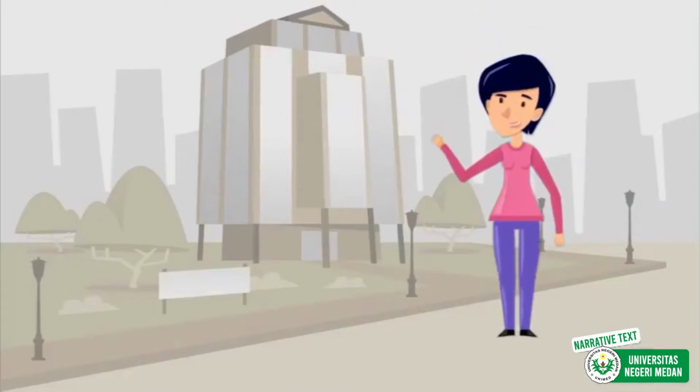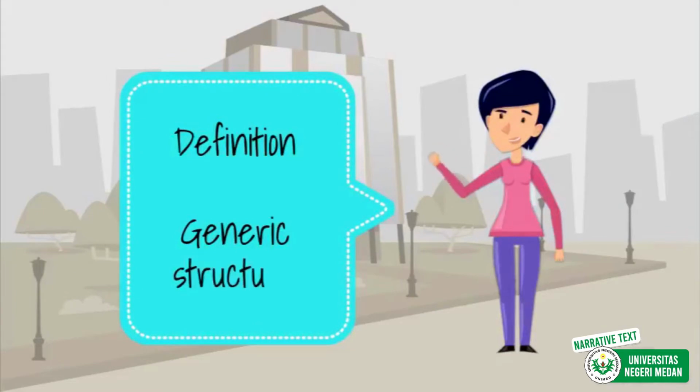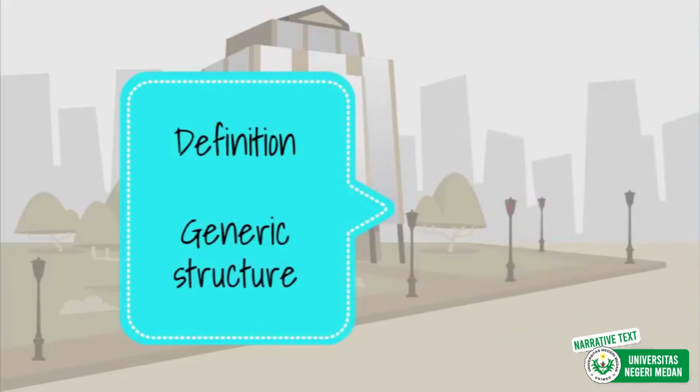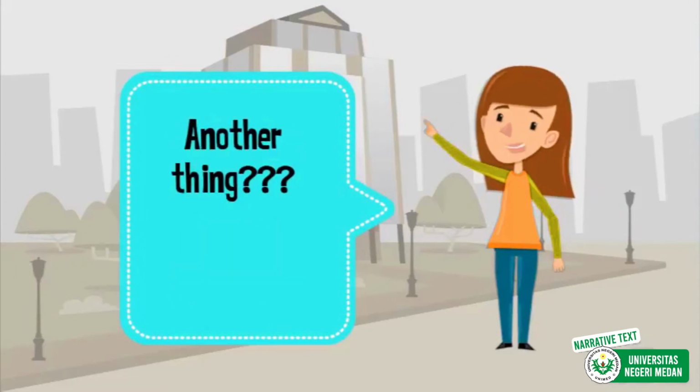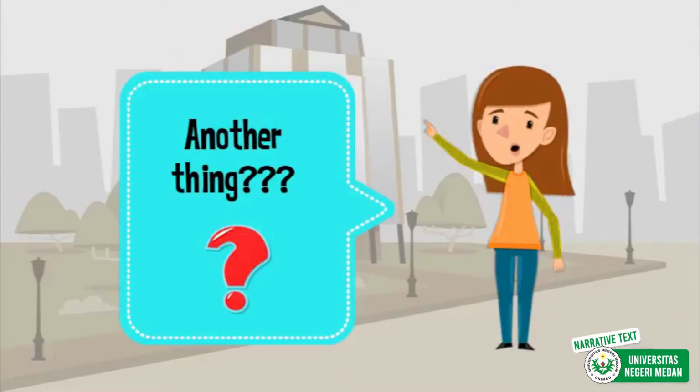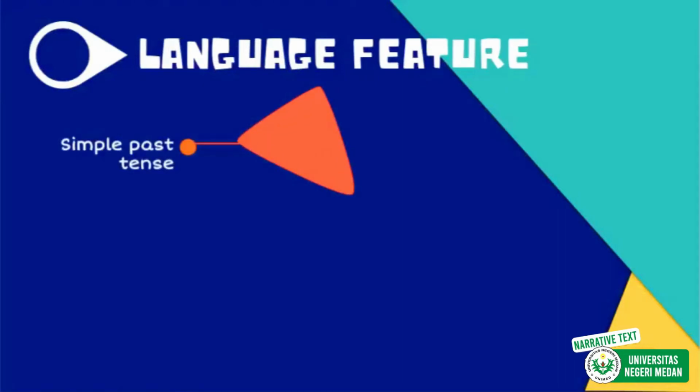We have the definitions and also the generic structure. There is another important thing that we must know related to this kind of text. It is connected to the form of language used. Yeah, it's language feature. Every kind of text in English has their own language feature as well as narrative text. There are some language features used in narrative text. It uses simple past tense.